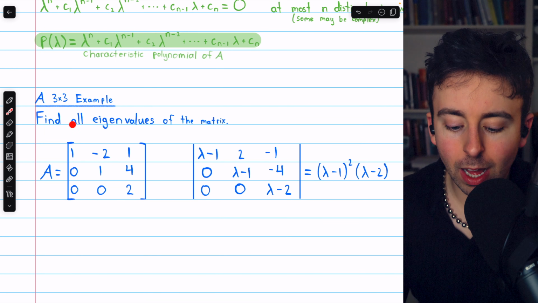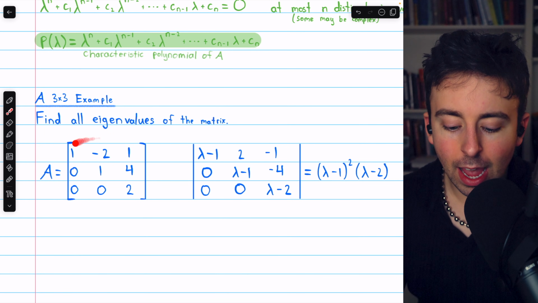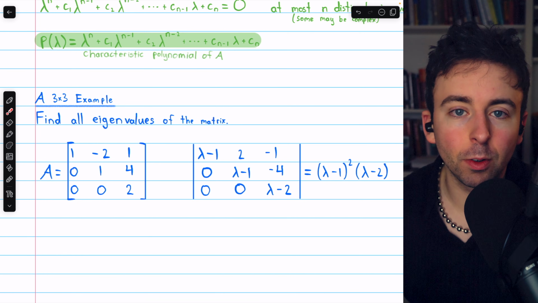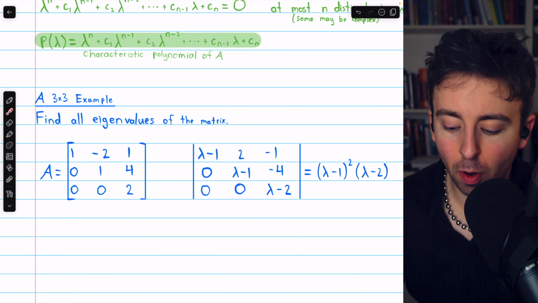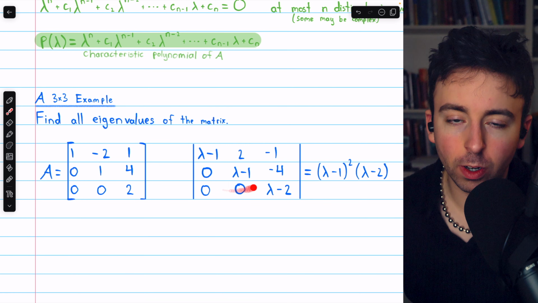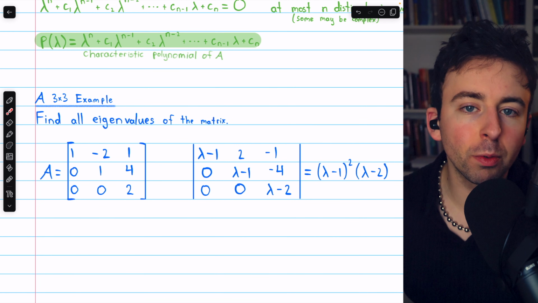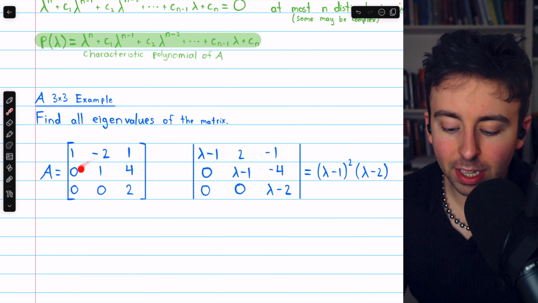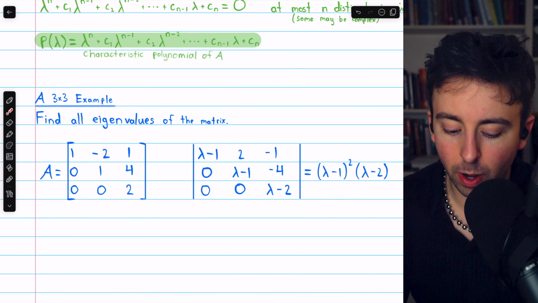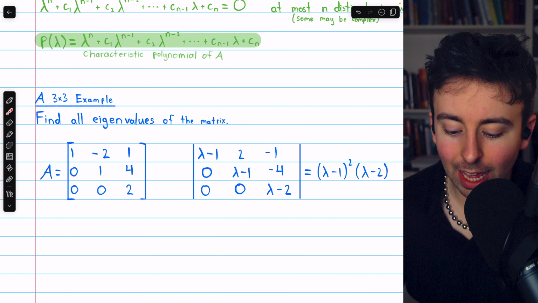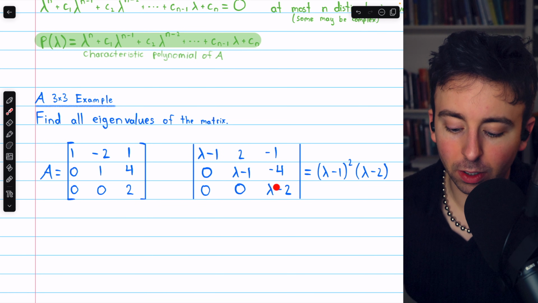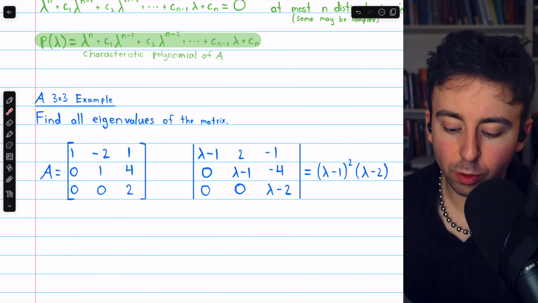We're going to find all eigenvalues of this matrix, and then we're going to find some eigenvectors as well. So here's our matrix A, and we want to take the determinant of this matrix, which, again, remember, just results from negating all the entries of A. So you see that, negative 1, positive 2, negative 1, and so on, and then add a lambda on the main diagonal. That's the determinant that we are interested in.